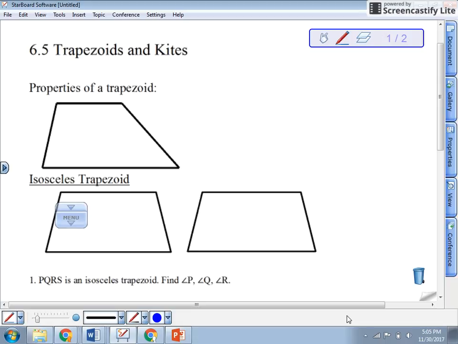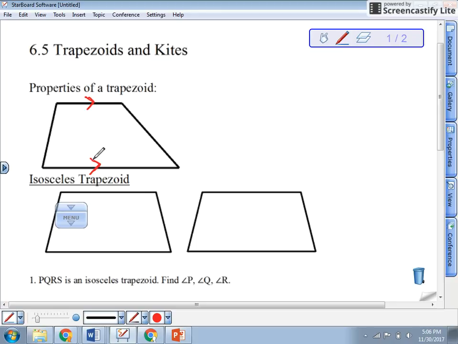Welcome to the notes on trapezoids and kites. Okay, so we're still learning about quadrilaterals, but these are actually not parallelograms. Why not? Well, because what is a trapezoid? A trapezoid is a quadrilateral with one set of parallel sides. Remember, a parallelogram has to have both sets of opposite sides parallel.